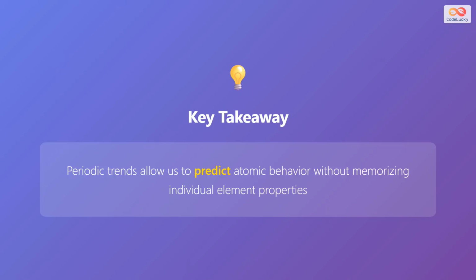Here's the key takeaway. Periodic trends allow us to predict atomic behavior without memorizing individual element properties. Once you understand how atomic radius, ionization energy, electron affinity, and electronegativity change across the table, you can make educated predictions about any element's chemical behavior. This is the true power of the periodic table. It transforms chemistry from a collection of isolated facts into an organized, predictable system. In our next videos, we'll dive deeper into each of these trends and explore their real-world applications.